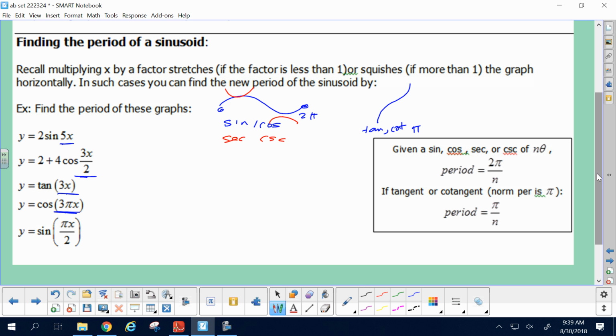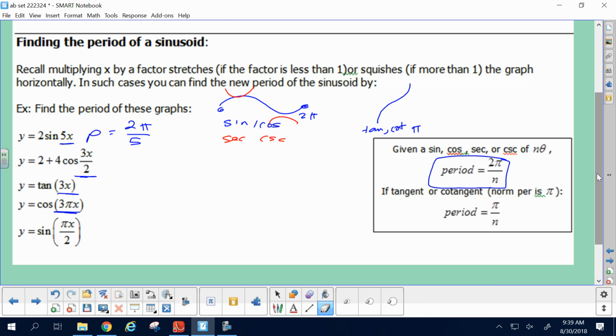It causes the whole thing to happen 5 times as fast. There are different ways of teaching this, but I basically say to find the period of a sinusoid, just take 2 pi, the normal, and divide it by whatever you see. So the period is 2 pi over 5, yeah?